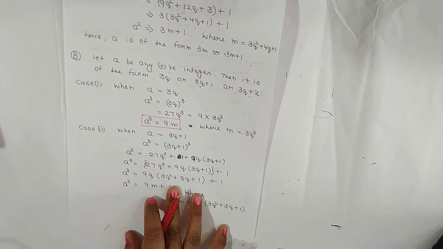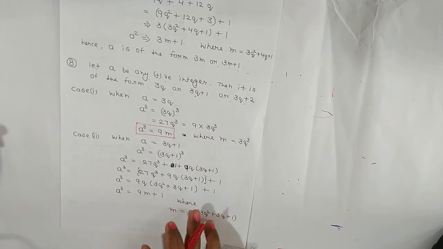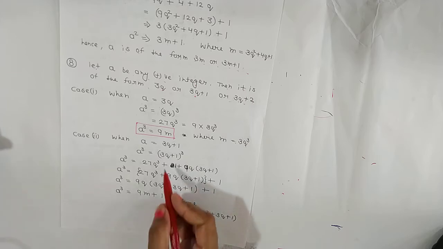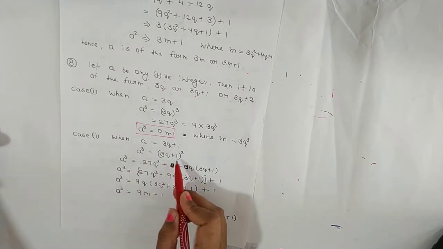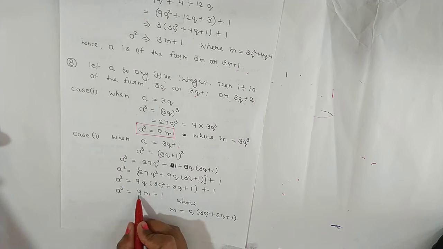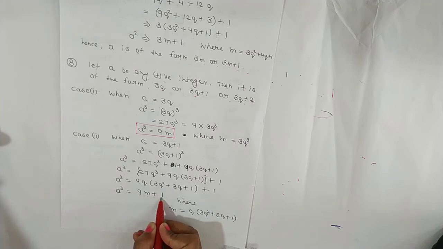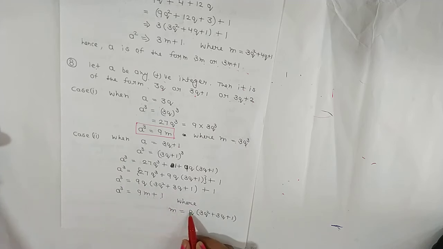Okay, then next a is equal to 3q plus 1. When we find the cube, the final answer will be 9m plus 1, where m is equal to q in a bracket 3q square plus 3q plus 1.